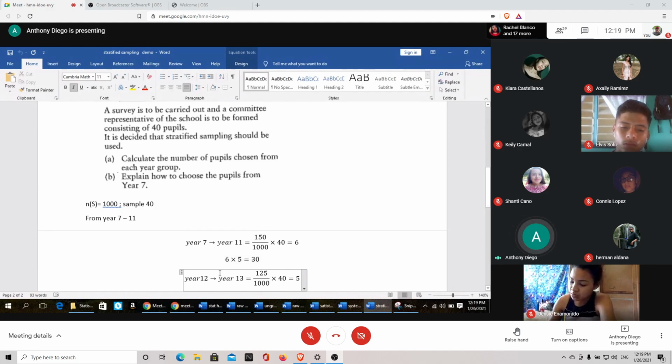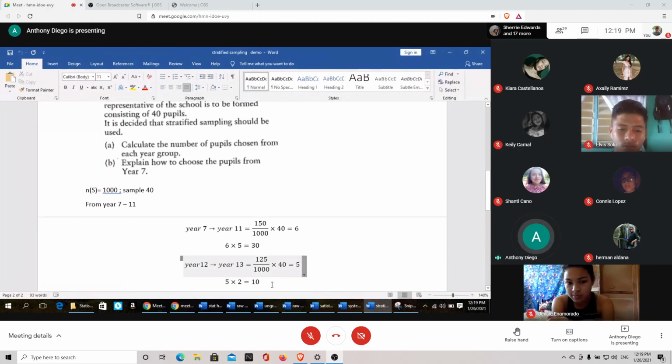Then we take the two 125s and we do the same for year 12 and year 13. It's 125 over 1,000 times 40, and we obtain 5. But because it's 2 years, we multiply 5 by 2, and that will give us 10. Now, if we add 30 and 10, we will get the sample that we wanted, which is 40.